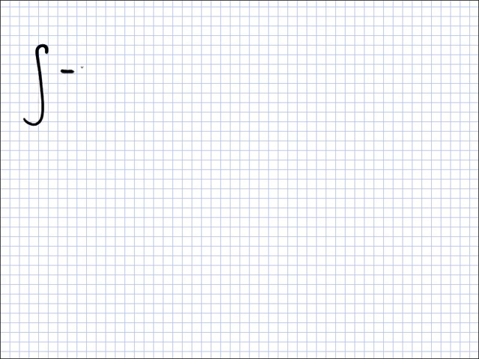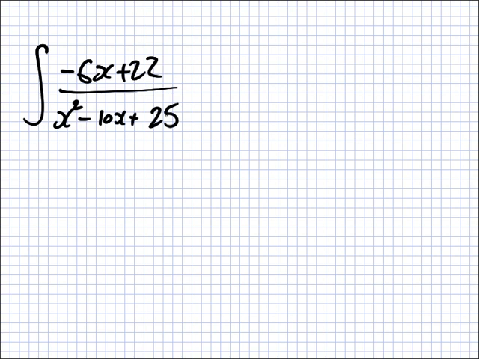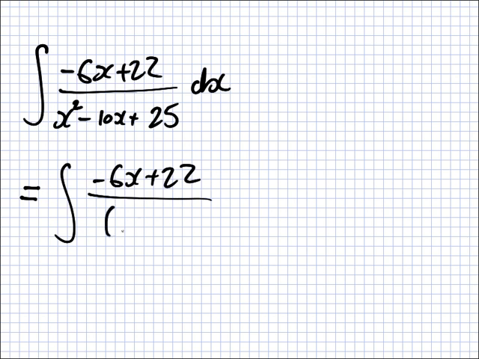This one here, over x squared minus 10x plus 25 dx. Okay, first, let's factorize. x minus 5 squared.